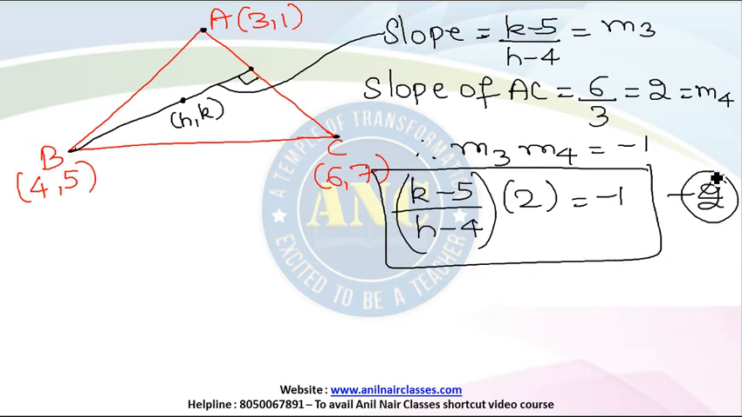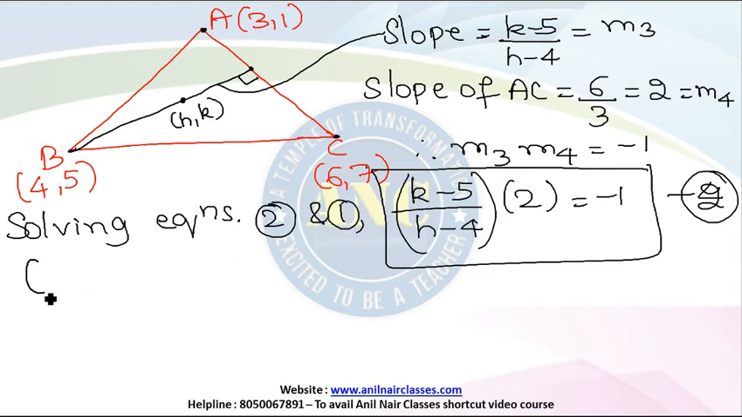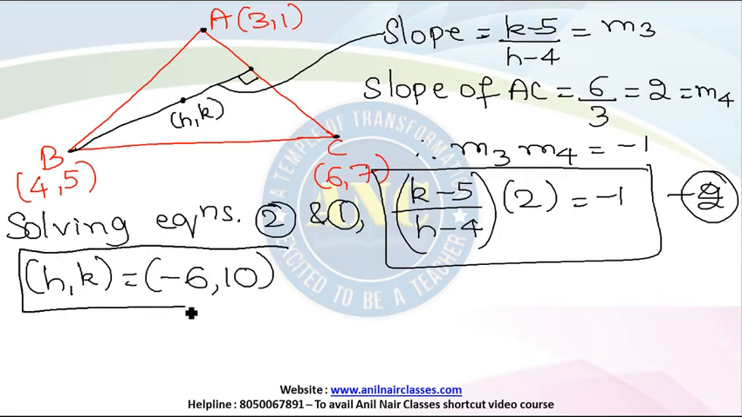Equation 1 has two unknown variables h and k, and equation 2 also has two unknown variables h and k. Please solve these two equations. Solving equations 2 and 1, we finally get the value of h comma k as minus 6 comma 10. I did not show you how to solve those two equations because that is something every student must know, since we have studied it from our school days. Finally, the orthocenter for this particular question is minus 6 comma 10.